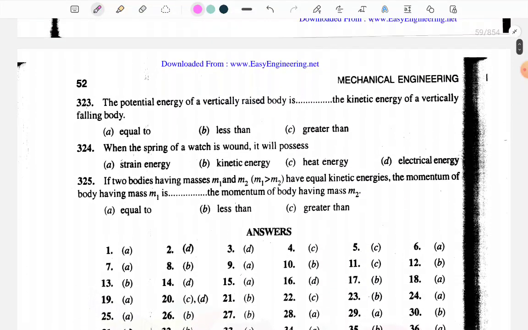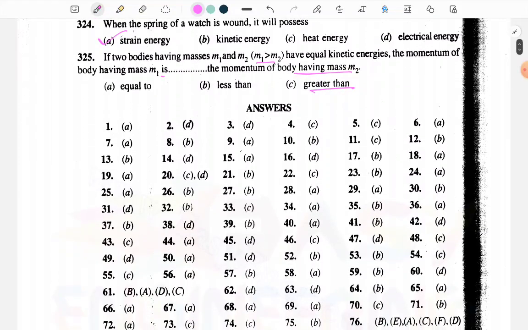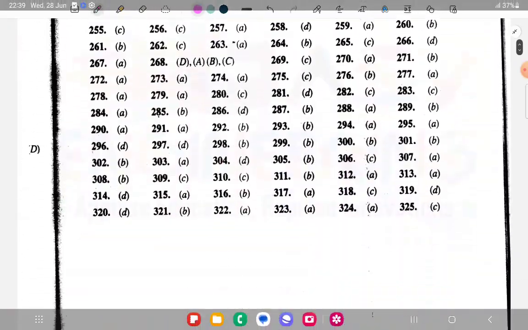Potential energy of a vertically raised body is equal to the kinetic energy of a vertically falling body. When the spring of a watch is wound, it will possess strain energy, correct. If two bodies having masses m1 and m2, m1 greater than m2, have equal kinetic energy, momentum of the body having mass m1 is greater than m2. So momentum depends on the mass, so the one having more mass will have more momentum. So like this we finished all the 325 questions.